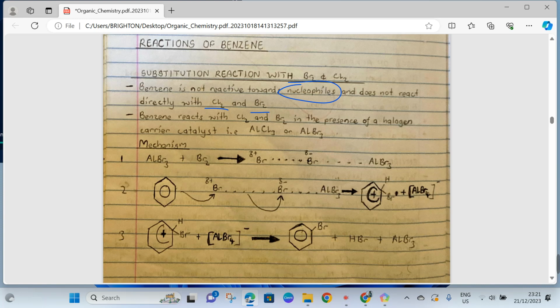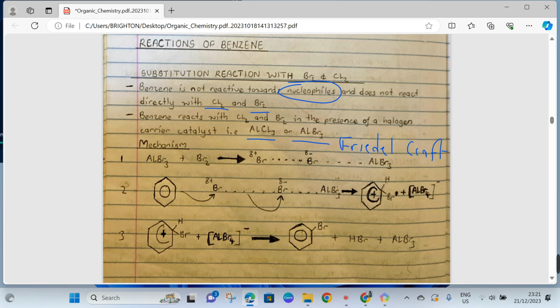So benzene reacts with chlorine or bromine in the presence of what is called a halogen carrier catalyst, such as AlCl3 or AlBr3. These are also called Friedel-Crafts catalysts. That's another word that is used, Friedel-Crafts. These are also called Friedel-Crafts catalysts, right?